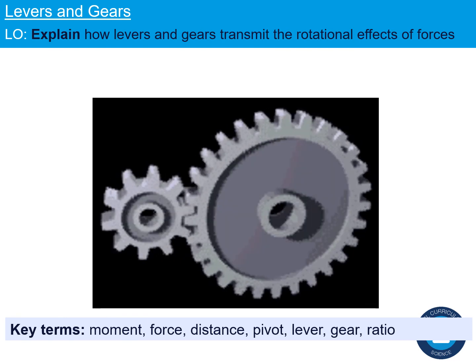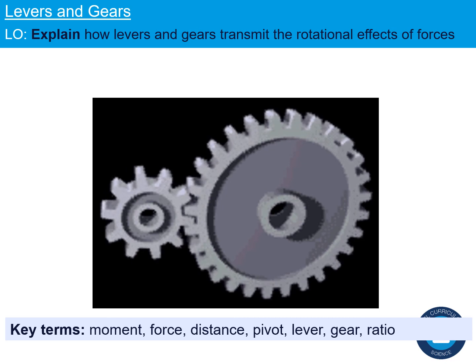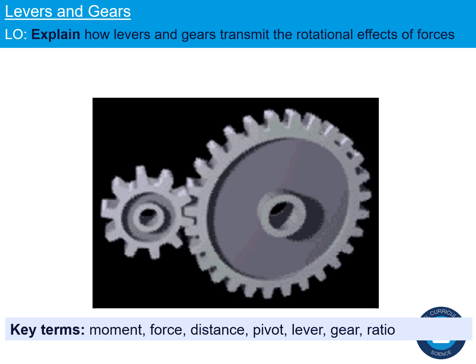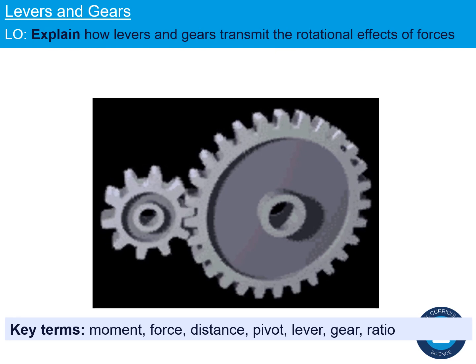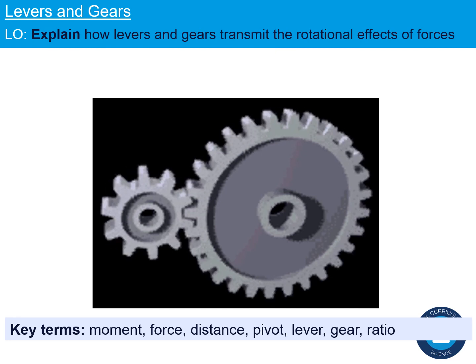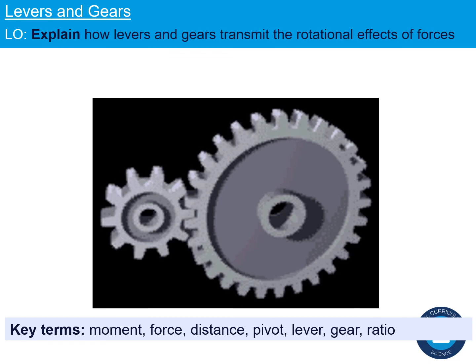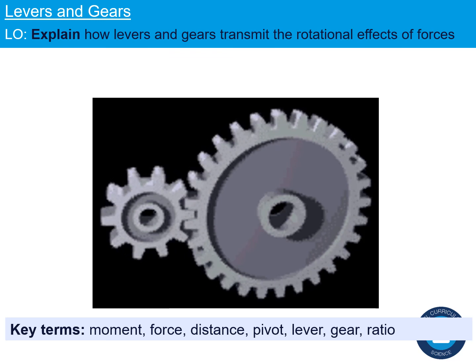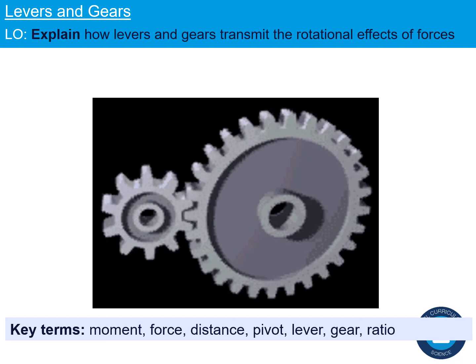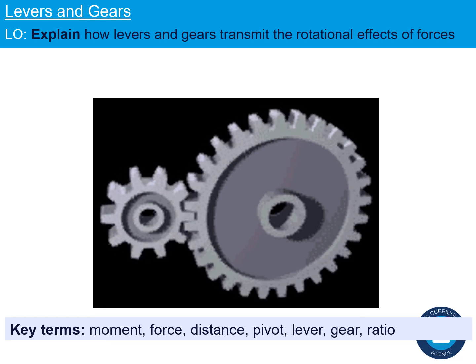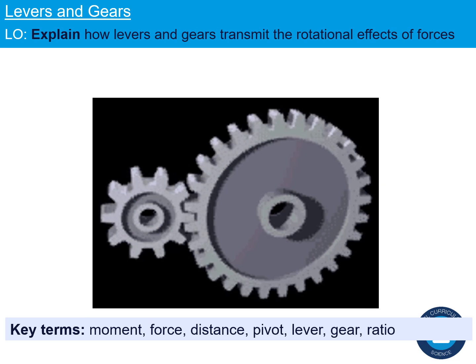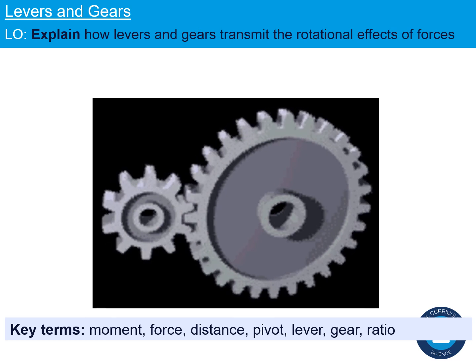So how can we change the speed? Well, we can change the speed if the number of teeth on one of the gears is different to the other. In this example, the left-hand gear has fewer teeth and the right-hand gear has more teeth. This means the left-hand gear is actually moving faster than the right-hand gear. If we time how long it takes for a tooth on the left-hand gear to make it all the way round, it gets round a lot quicker than the right-hand.